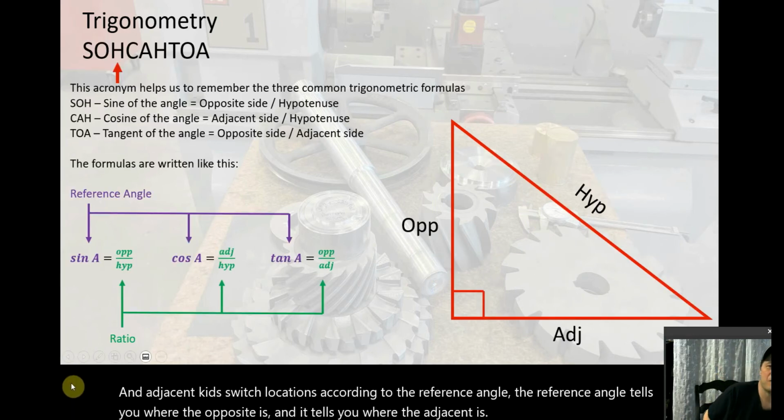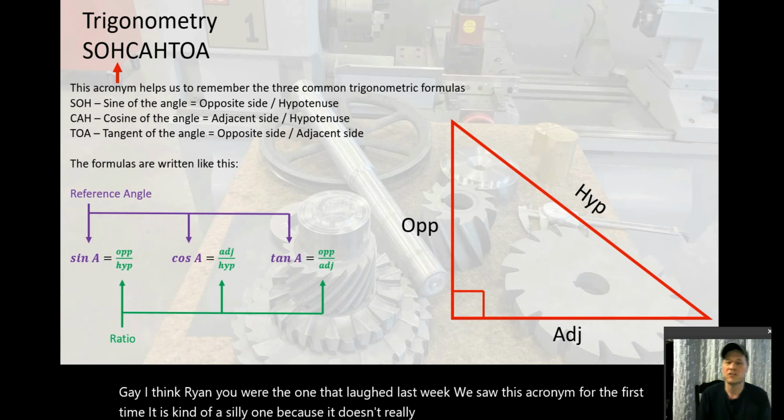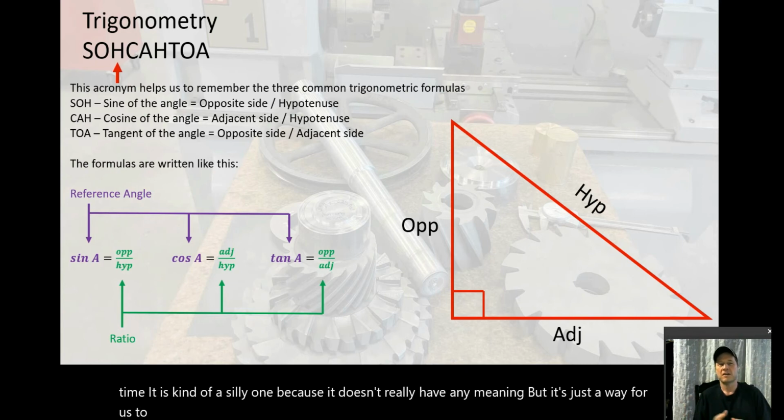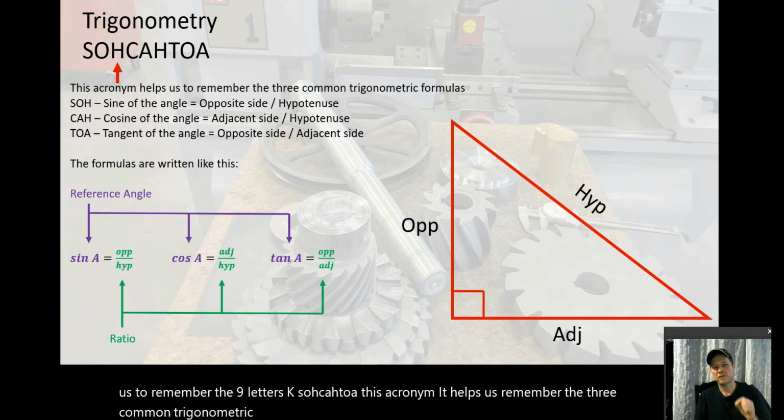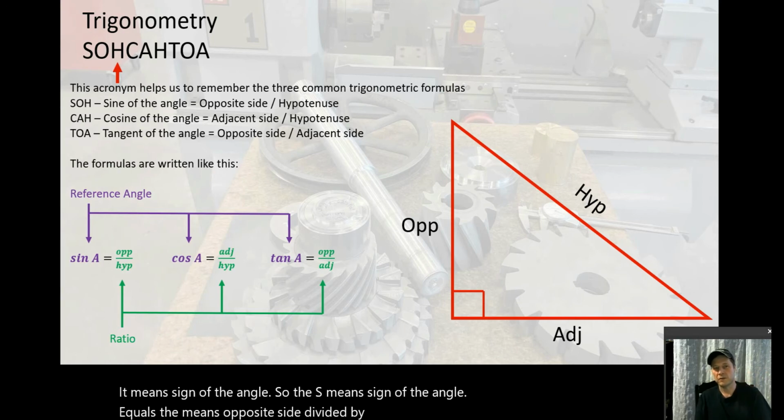Okay, I think, Ryan, you were the one that laughed last week when you saw this acronym for the first time. And it is kind of a silly one because it doesn't really have any meaning, but it's just a way for us to remember the 9 letters. Okay, SOHCAHTOA. This acronym helps us remember the 3 common trigonometric functions. So the first 3 letters, SOH, means sine of the angle. So the S means sine of the angle, equals, the O means opposite side, divided by the H, which means hypotenuse. So that SOH is your formula.